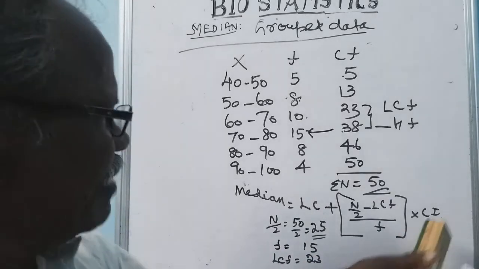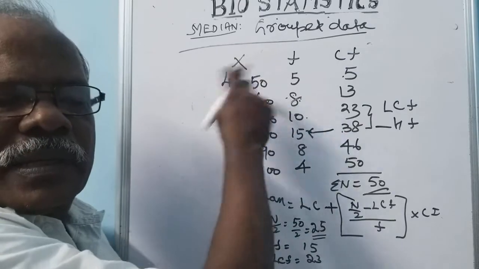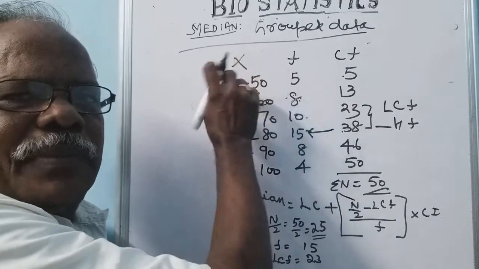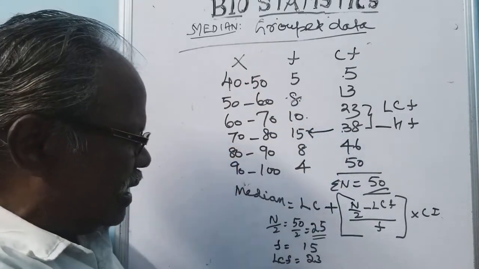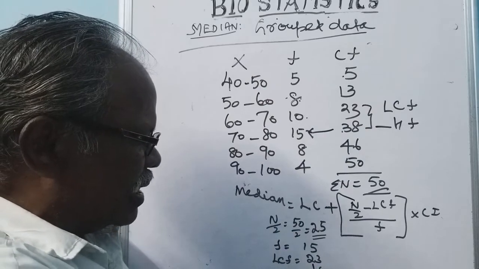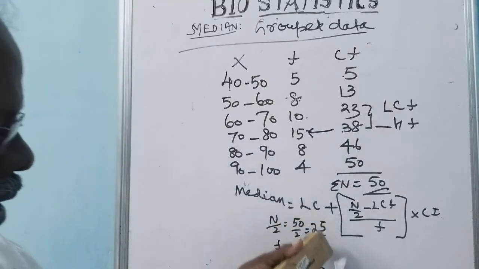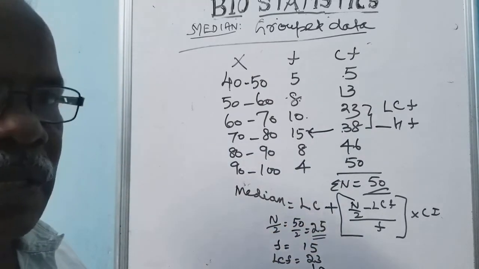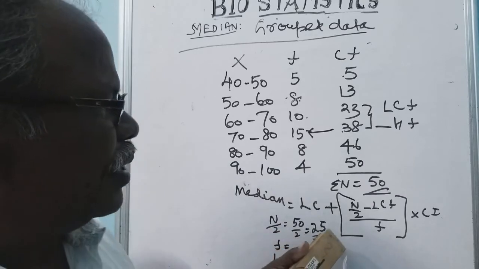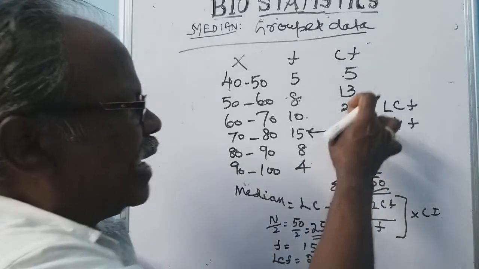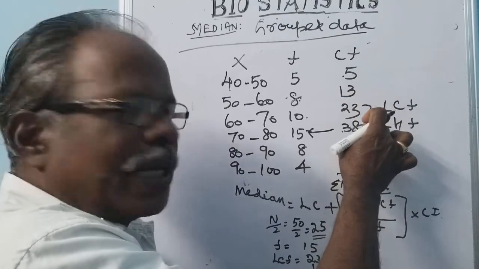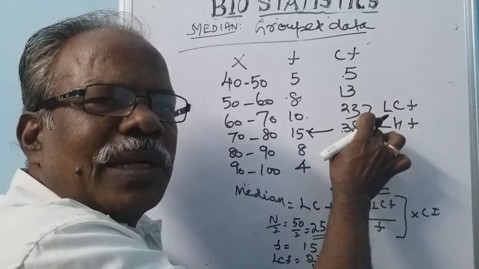Then the class interval 40 to 50, the range between 40 and 50, is called the class interval, that is 10. So we have to write down all these things. What is N by 2? 25. So where does 25 fit? It fits in between 23 and 38 in the cumulative frequency.